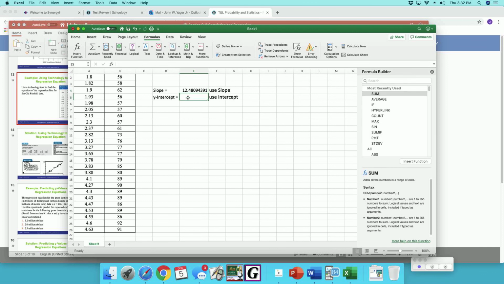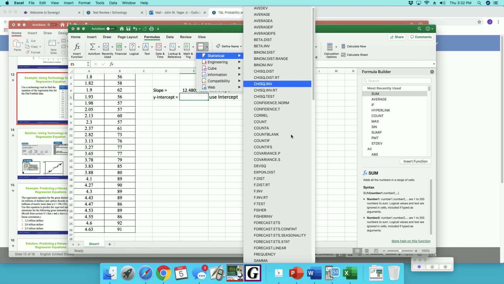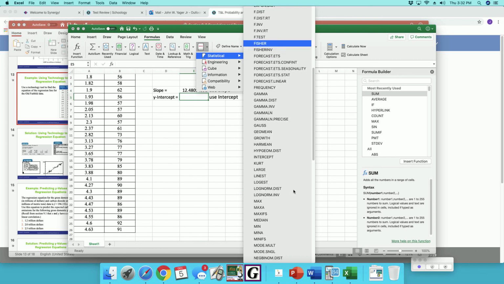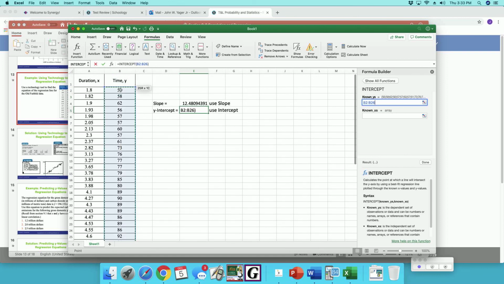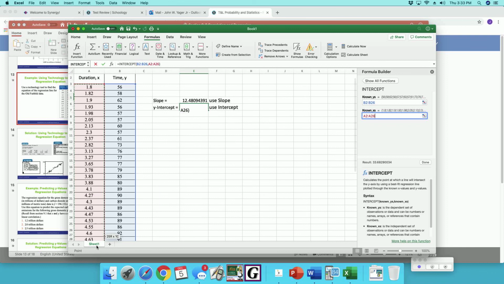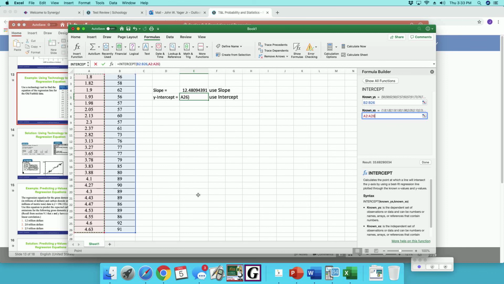Then we're going to do the y-intercept. We're going to use the function called intercept. So I'm going to go to statistics, go down to I's, intercept. Once again, it wants all the Y's. So I'm going to do all the Y's. And then I want all the X's. And then we're done. Whoa, 33.68. Exactly the same thing as using the TI calculator or anything else.